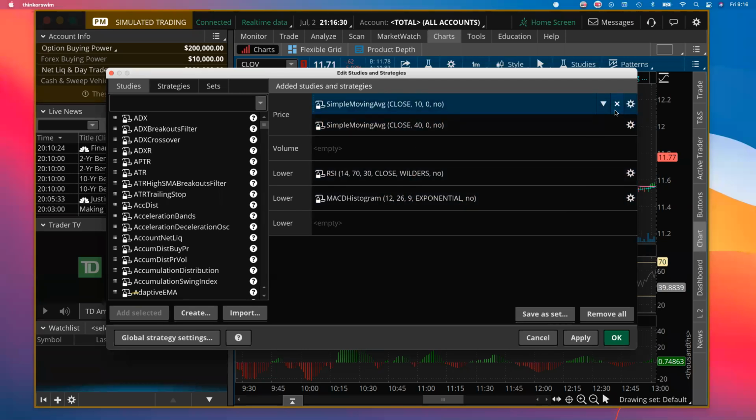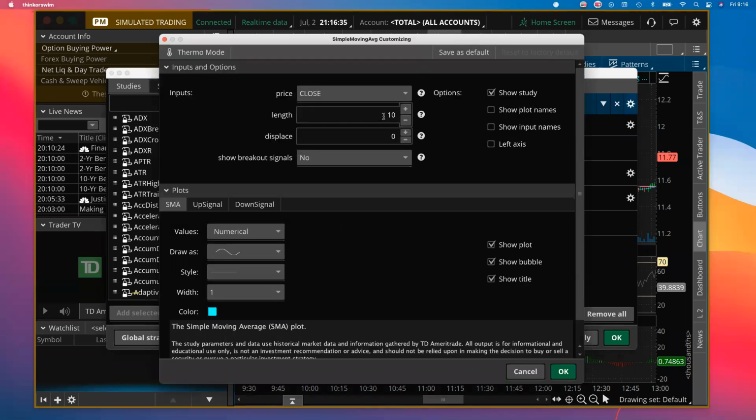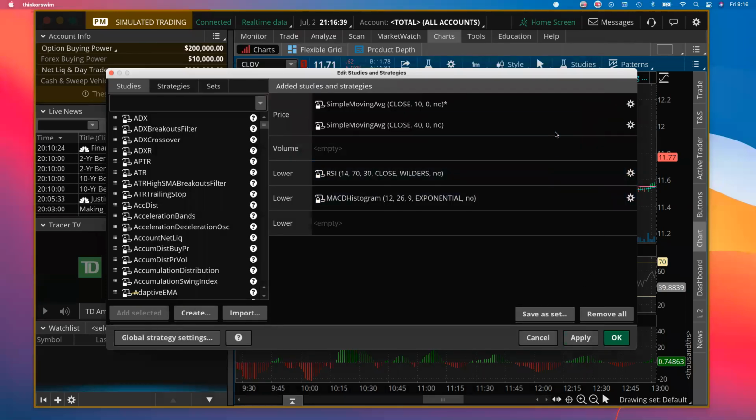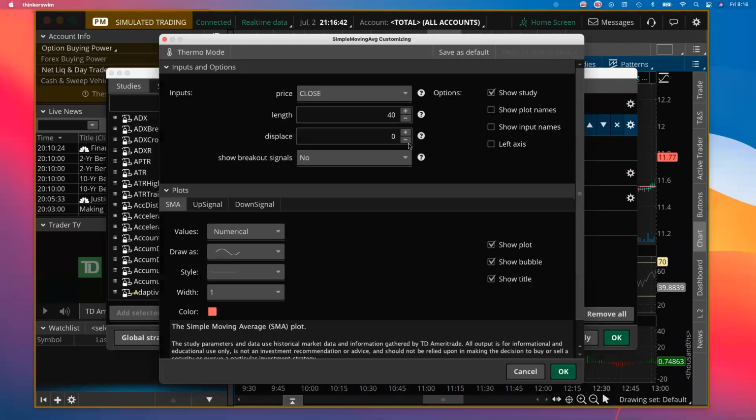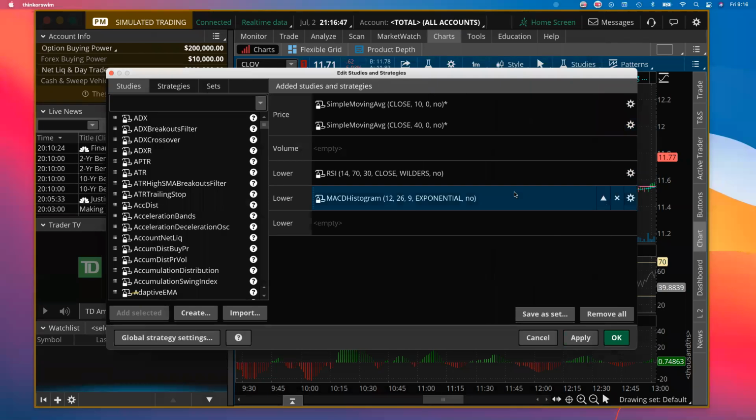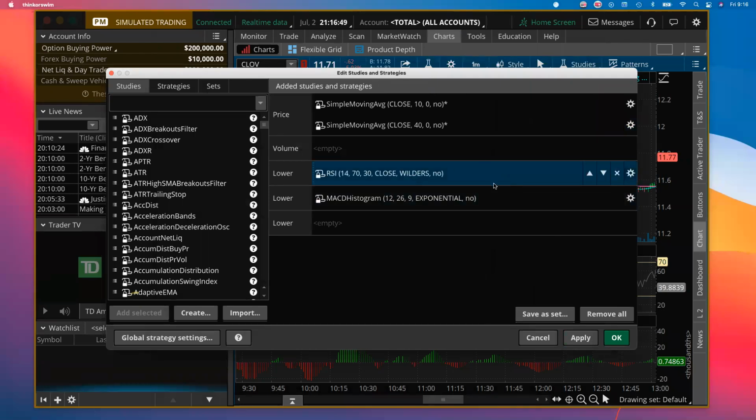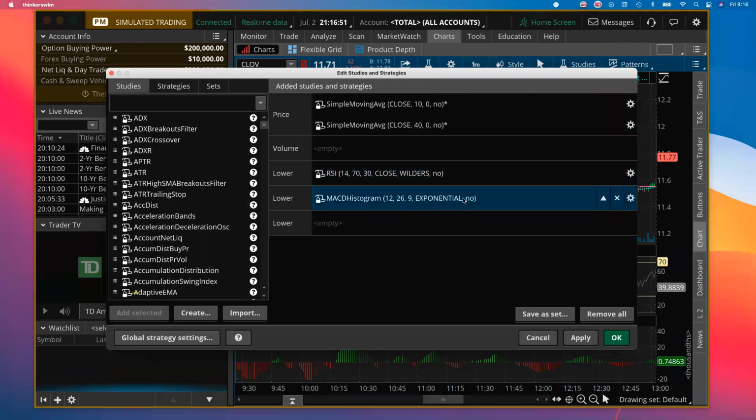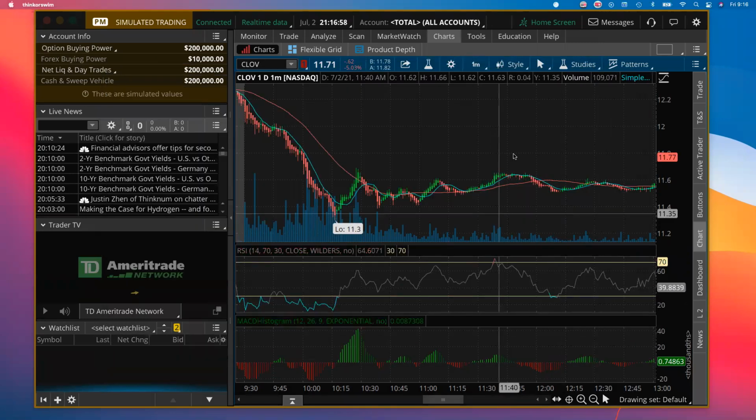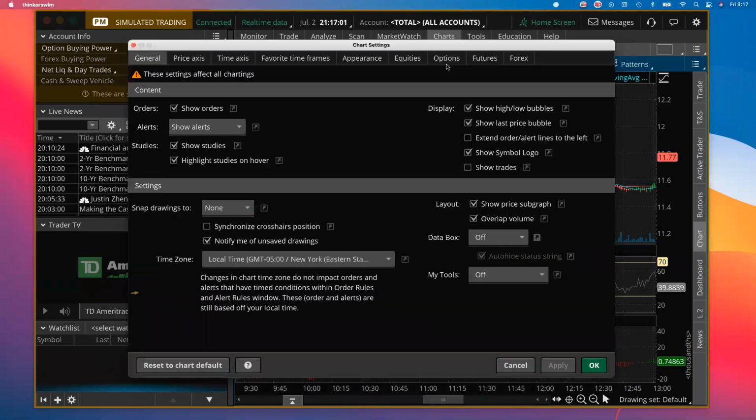You have your simple moving average that is always set to 10, as you can see over here. Then you have your simple moving average that's set to 40. Then you have your RSI, which you can leave at default, and your MACD, you can leave at default also. Just add it and that's it. Click apply, click OK. Then you go into here and you do overlap volume.